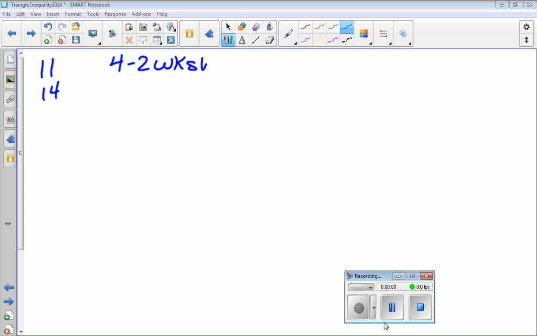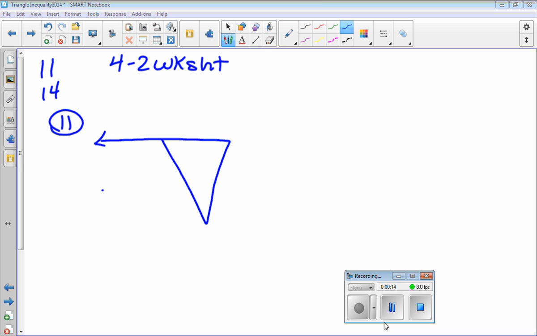Let's look at 11 first. If you look at number 11, this is the picture. So what kind of an angle do we have here? What kind of angle is, I'm going to go ahead and mark it, 6x minus 7? What is that angle called? Well, we hope it's obtuse. It looks obtuse, so let's be more specific.